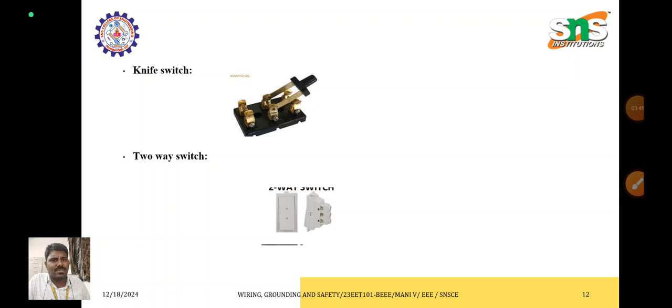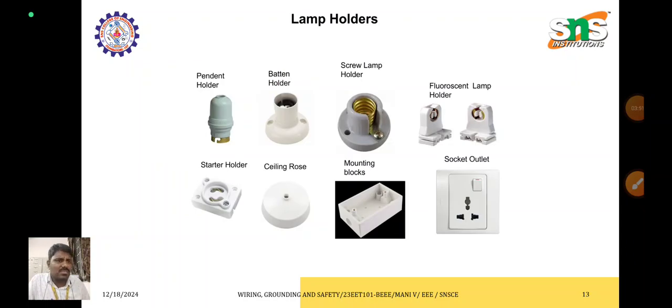And knife switches, and the two-way switch, which is used in staircase applications. And these are the different types of lamp holder. One is the pendant holder, which is used outside of the house for temporary purposes, and is not fixed as a wall mount. The next one is the batten holder, which is fixed on the ceiling.